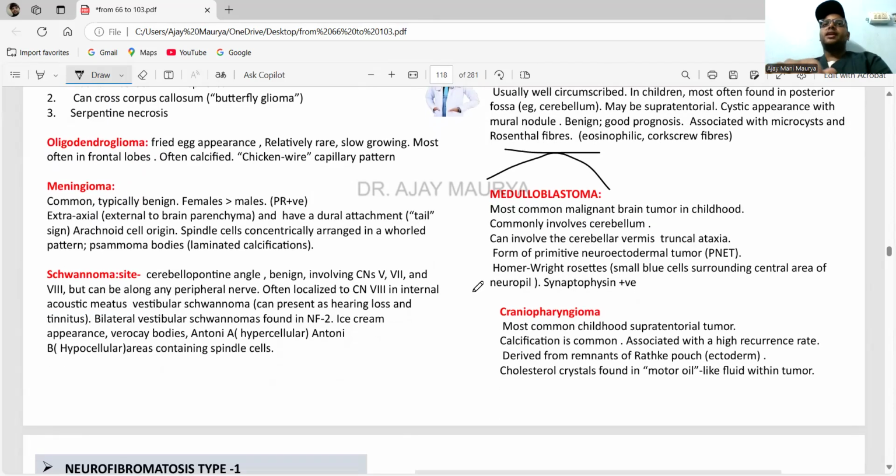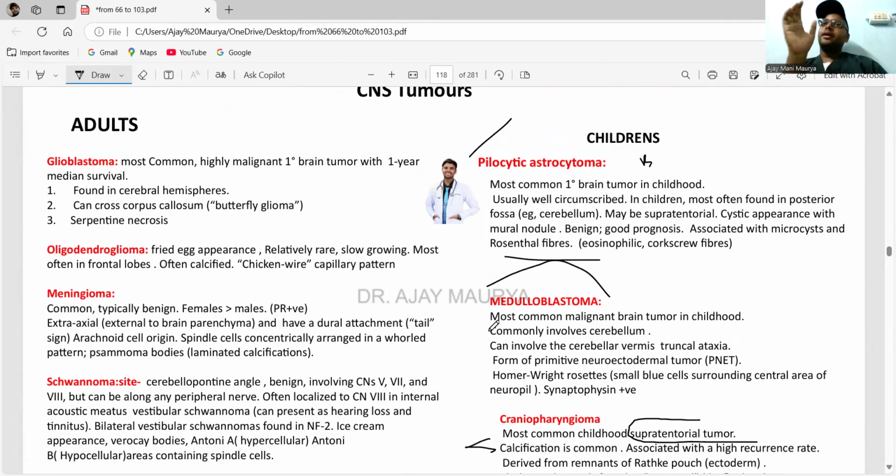Next one is the craniopharyngioma. This is the most common childhood supratentorial tumor, where calcification is most seen. Remember how they are going to ask the question. Very simple.